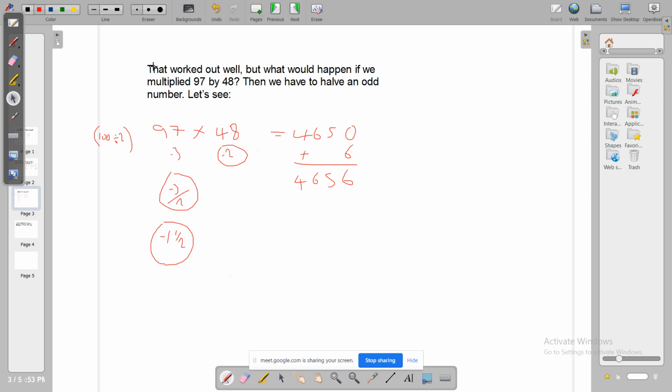Now we can look for the reference number. What will be the reference number for 97? 100, right? Okay. And what about 48? What reference number can we use for 48? 50, right? Okay, it's easy to always work with 100, so we can use division. Our main reference number is 100. So you write it down.